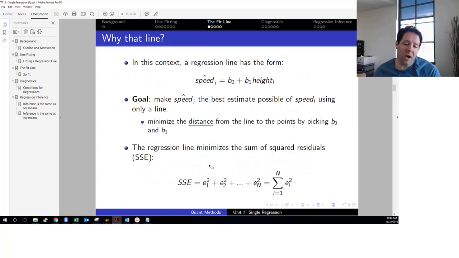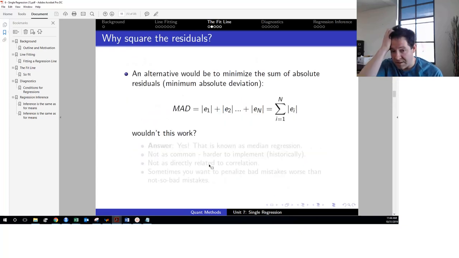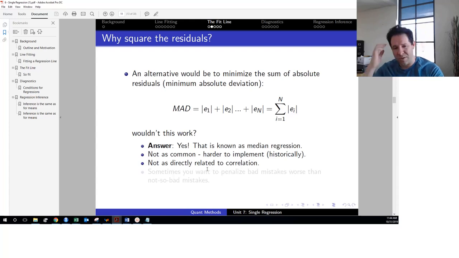Now you might ask yourself, why square instead of just taking the absolute value? Actually, both are perfectly fine. Minimizing the absolute value is what's called the minimum absolute deviation. It's a perfectly fine objective to use, but it's not as common. It's a little bit harder to use, for several reasons. One is that it requires more computational power, because finding the minimum of an absolute value function has a kink there, and so you have to use different methods.